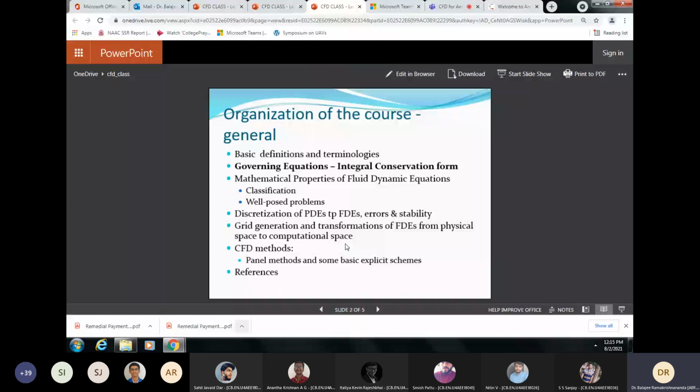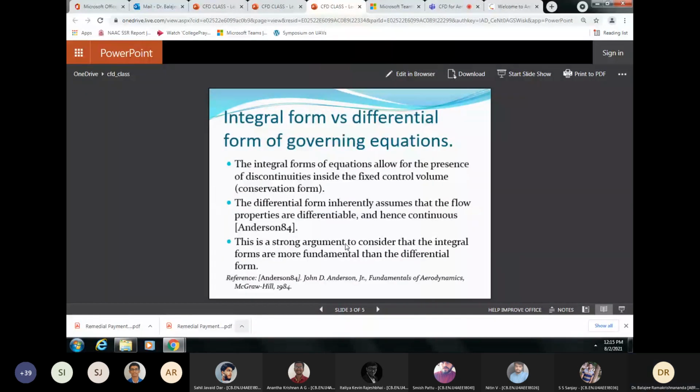So now we are looking at this integral conservation form of the governing equations. The governing equations are the Navier-Stokes equations, as we all know, and we saw the integral derivation last class. Right, now, what is the advantage or disadvantage of integral form versus differential form of the governing equation?